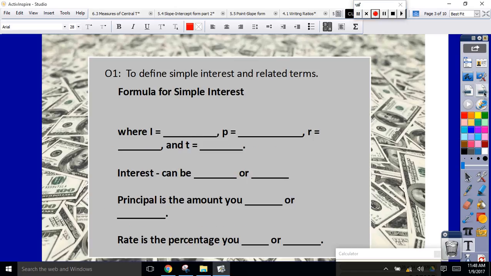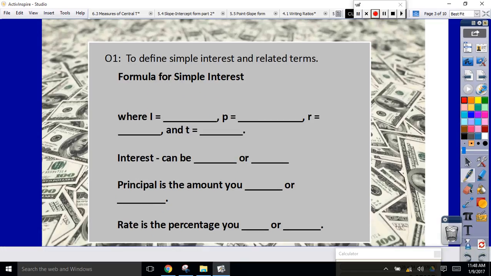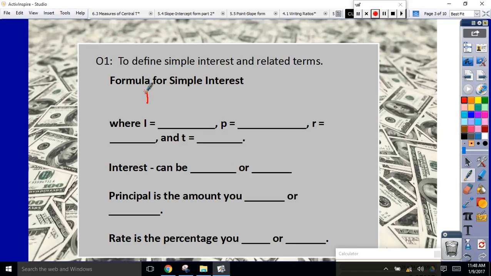Okay, so objective one is just defining simple interest and related terms. Our formula for simple interest, this is one of those things where we have a formula, we have to plug numbers into it, is this. I stands for simple interest equals P times R times T. And down here I'm going to tell you what all that means.